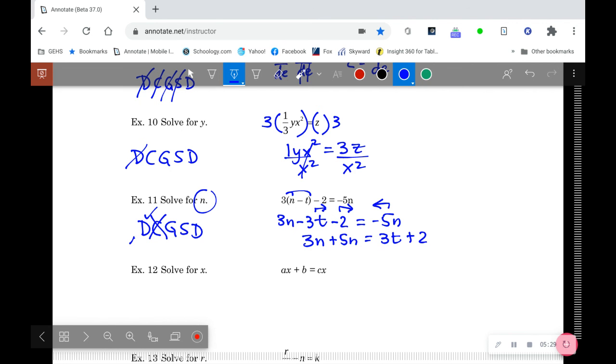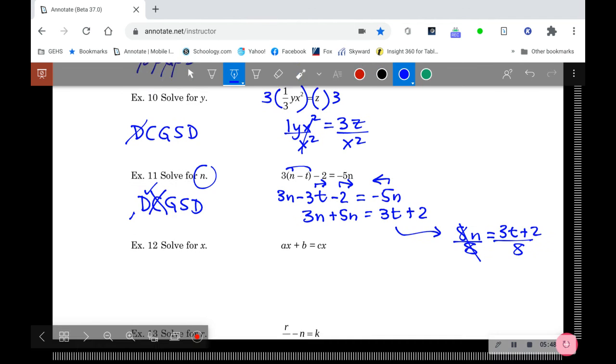You'll notice that almost everything changed signs. The only one that was not moving was that 3n. So that gives me, I'm going to come over here a little bit to keep out of the way of the next problem. That's 8n equals 3t plus 2. So we'll divide by 8. And you have your answer.